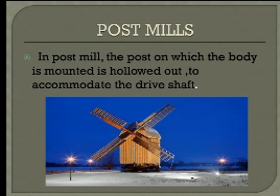In post mills, the defining feature is that the whole body of the mill that possesses the machinery is mounted on a single vertical post and can then be turned to bring the sails into the wind. The post on which the body is mounted is hauled out to accommodate the draft.